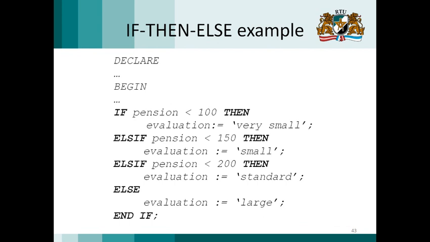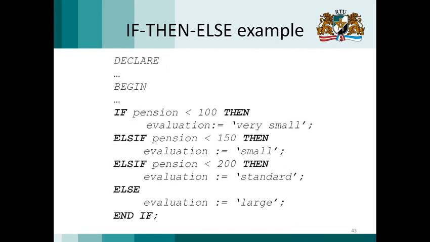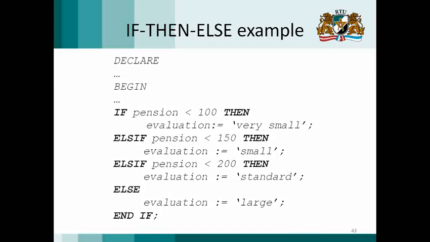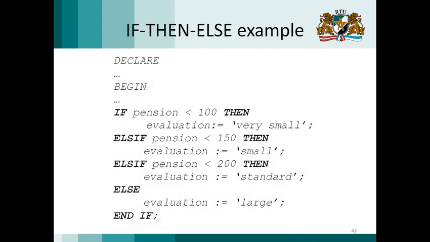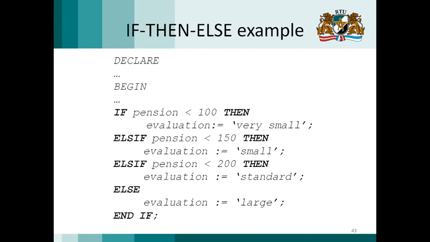If this is still not true, then we can compare pension smaller than 200. And in this case, we give it an evaluation of standard pension. As we can see, these are else if. It means that there is a meta condition that we compare. If we do use this keyword else, it means that in all other cases that are not one of these four, then in all the other cases, these actions in this part will be done. In this case, the pension will be evaluated as a large pension.